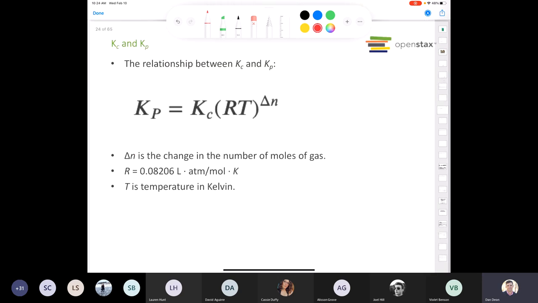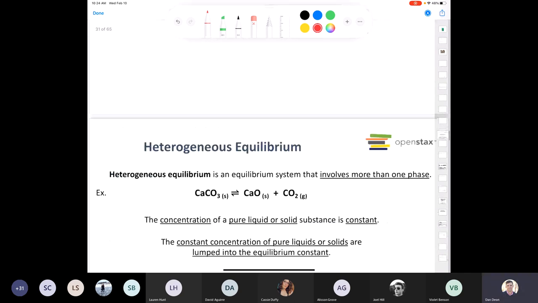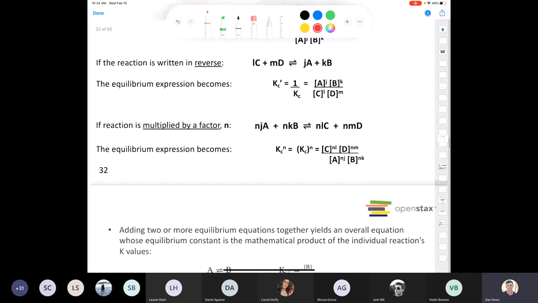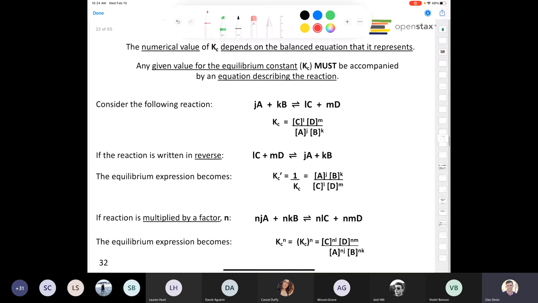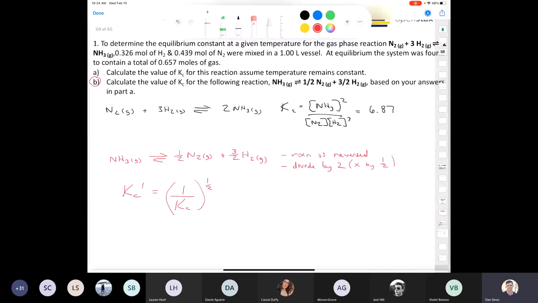If you don't follow me, jeepers, I'd have to go back to see where those rules were. But I just want to be sure that my students know. So here we go. It's slide 32, okay, where we looked at these rules, right? If you reverse it, you take the reciprocal. And if the reaction is multiplied by a factor, in this case it was a half, you take the Kc and put it to that power. So we're applying both of these rules in this problem. Let's go back. Okay, so what slide was it? Slide 32, if you need to go back and look over the rules.